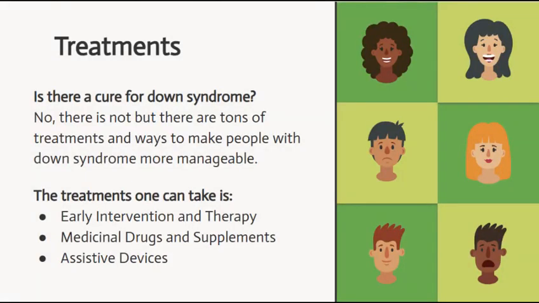For the next part of our presentation, I will be speaking about the treatments for Down syndrome. The first question I asked was, is there a cure for Down syndrome? No, there is not, but there are tons of treatments and ways to make living with Down syndrome more manageable. The treatments one can take are early intervention and therapy, medicinal drugs and supplements, and assistive devices.